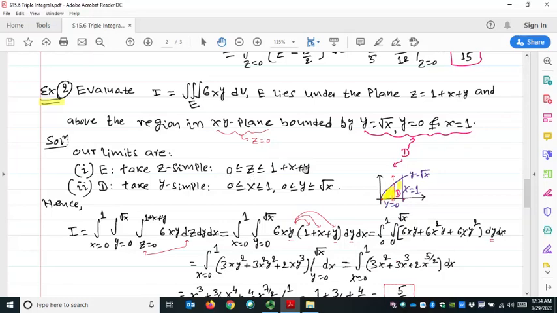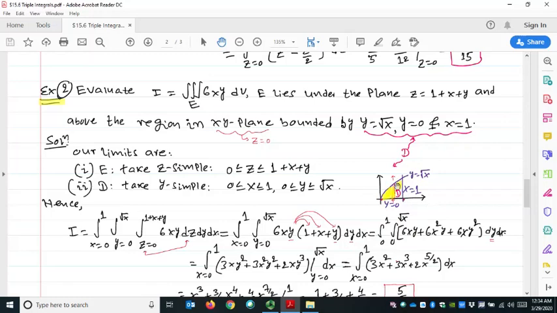Great. And then to find the limits of x and y for the double integral, let's sketch the plane region, which is given by y equals radical x, this curve, y equals 0, the x-axis, and x equals 1, this vertical line. So our plane region is the shaded area here.